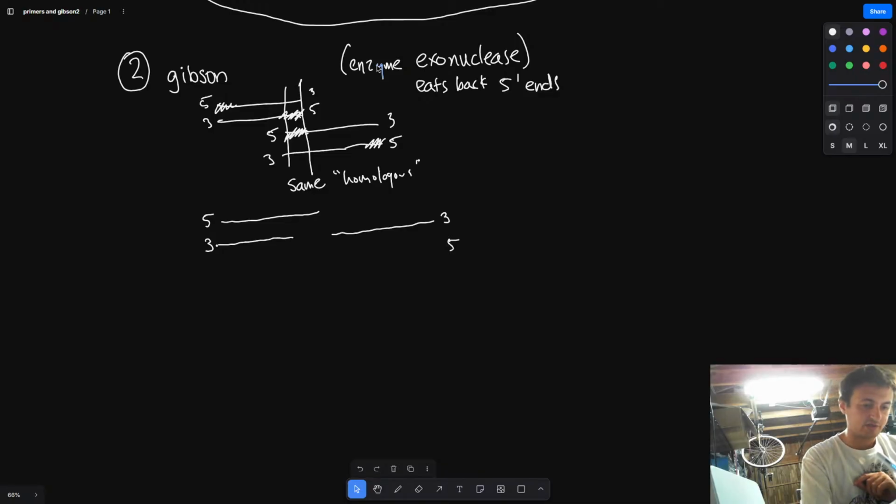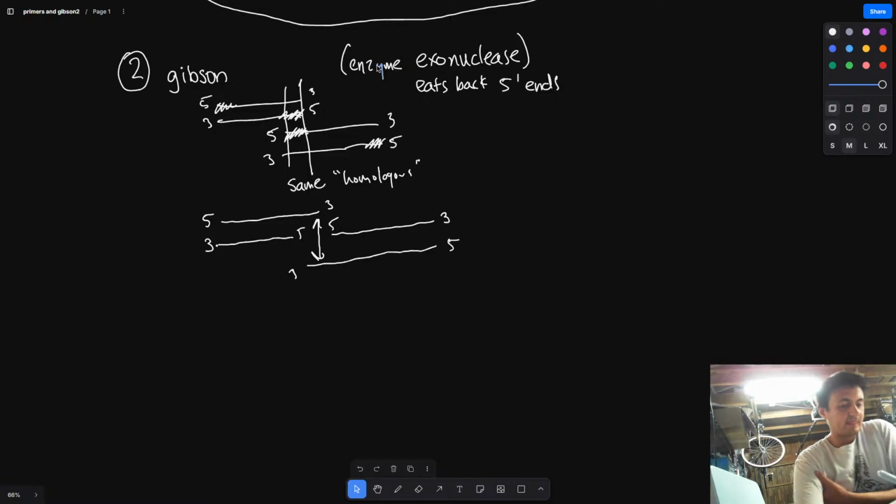So what's going to happen here is, so this is a 5, and this is a 3, this is a 5, and this is a 3. Okay, so both these ends got chewed back, but then these guys are designed to connect.